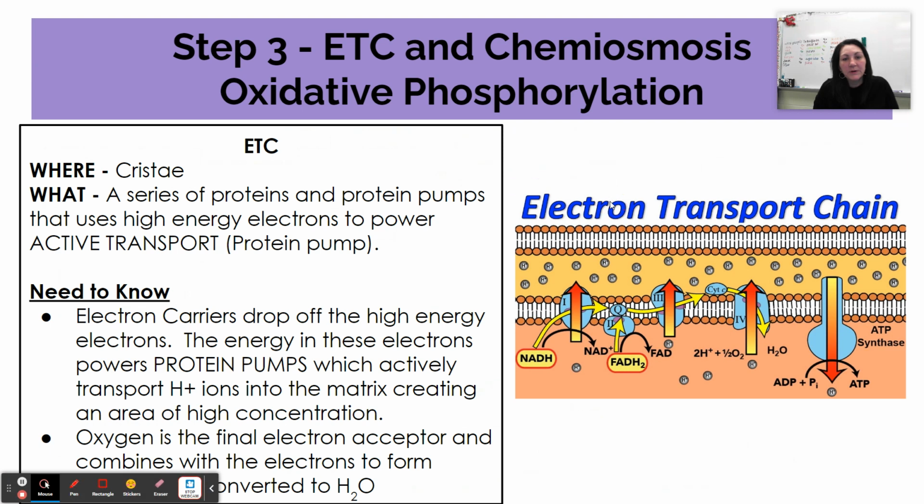Lastly, we're going to do what we call ETC and chemiosmosis, or oxidative phosphorylation. So this is a 2-step process in order to make that big bang of ATP. So we're going to start with the ETC. This is located in the cristae. It is a series of proteins and protein pumps that power active transport.